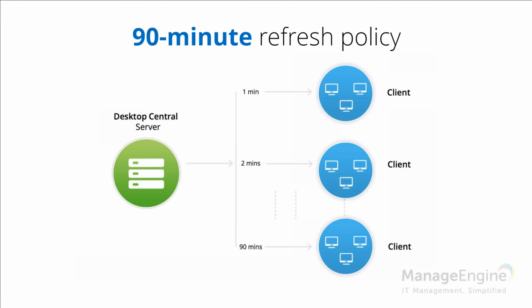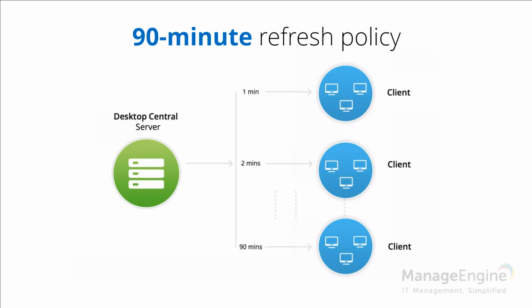Next thing I'd like to talk about here is the 90-minute refresh policy. So what is this 90 minutes policy? First and foremost, this is the agent server communication time interval wherein every 90 minutes our agent checks with the server for any task available for deployment.